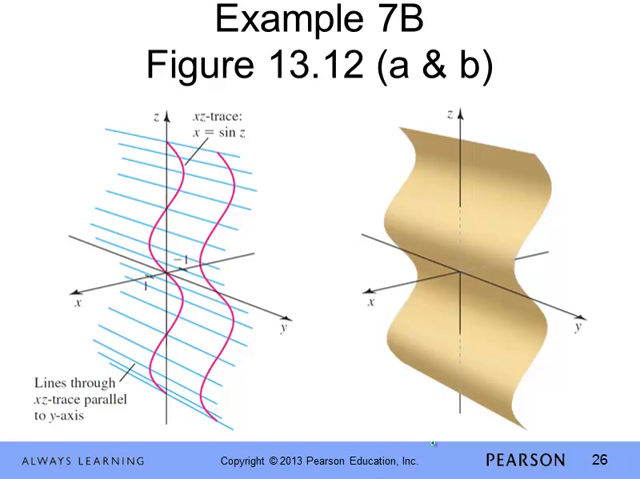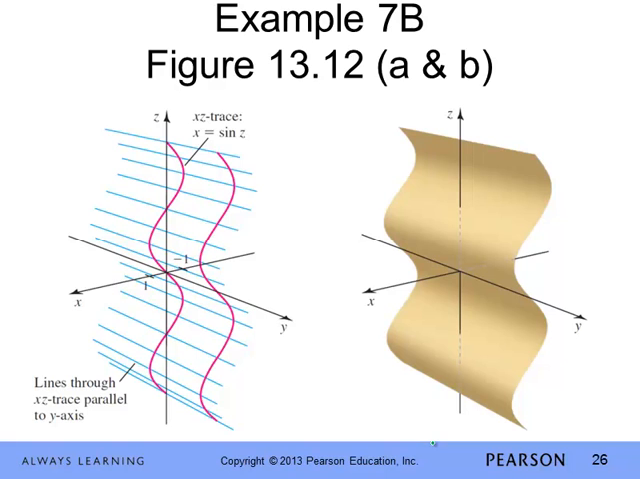This is part B of example 7. A little bit more cryptic here. You have x is equal to sine z, because you have an equation that doesn't involve one of the variables. This equation only has x and z in it. So you know that whatever the graph is, the surface is going to be parallel to the y-axis.